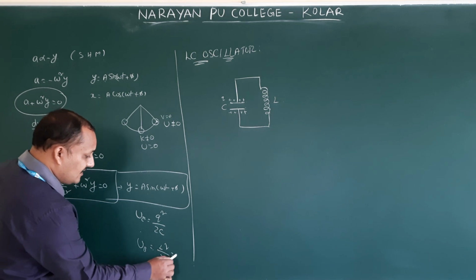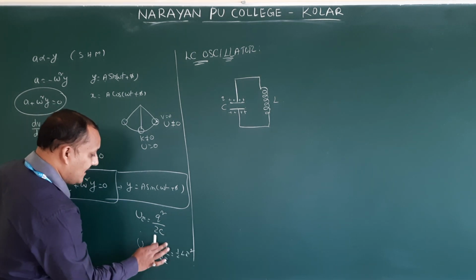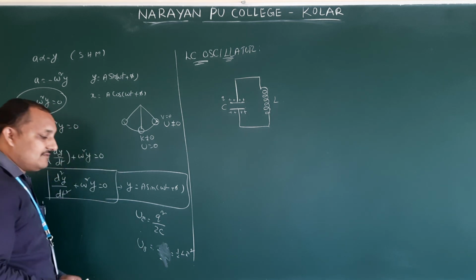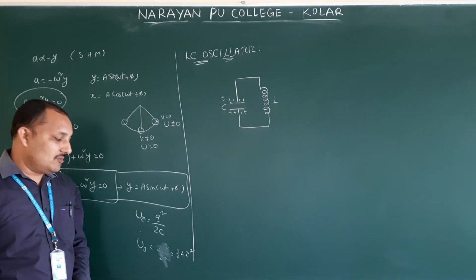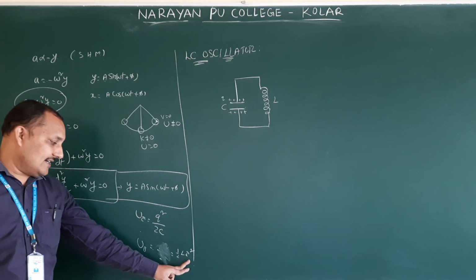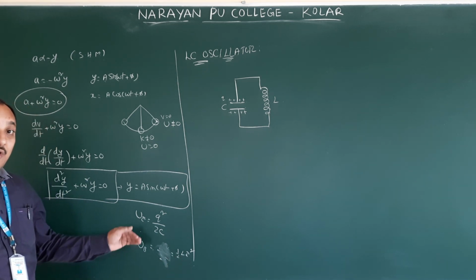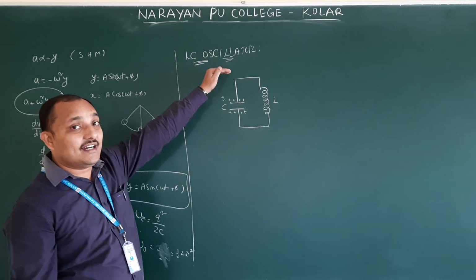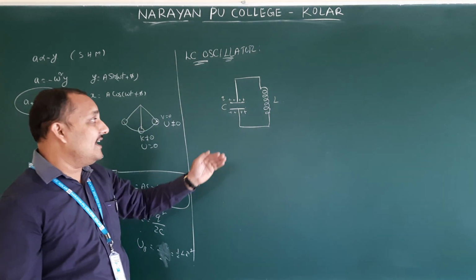Not L square by 2, that is of Li square. This L square by 2 is the first year formula, where L is angular momentum and I is moment of inertia. So this is inductance and current. This is magnetic energy. Now, in this LC oscillator, what is oscillating?